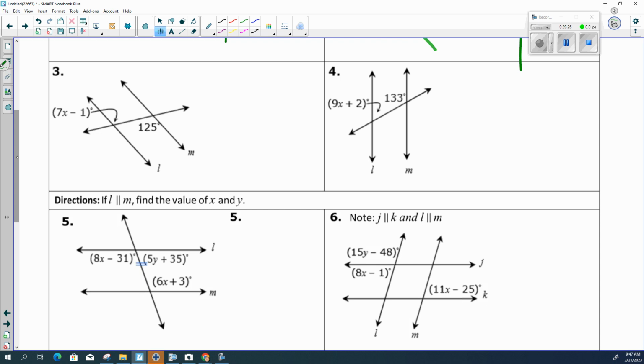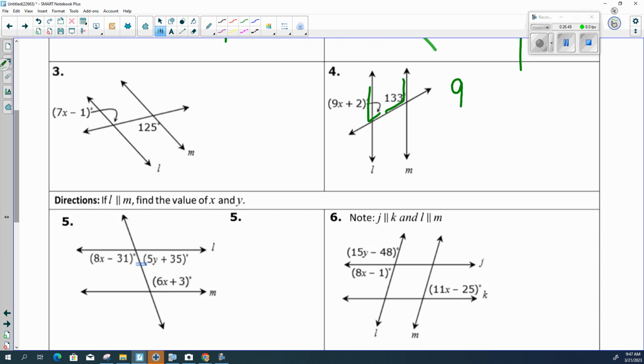Ethan, 9x plus 2, they're pointing to this angle right here. And then 133 is this one. Are these congruent or are they supplementary? Yes, I can see that one is acute and one is obtuse. Like some of these pictures, it is so obvious those are not the same size. So keep that in mind.